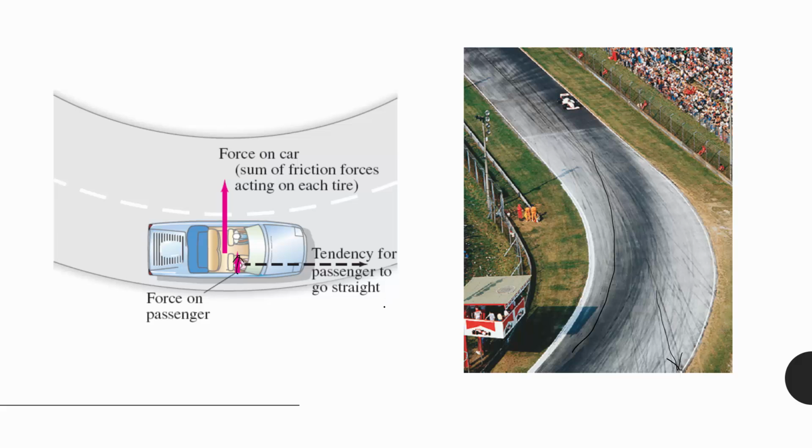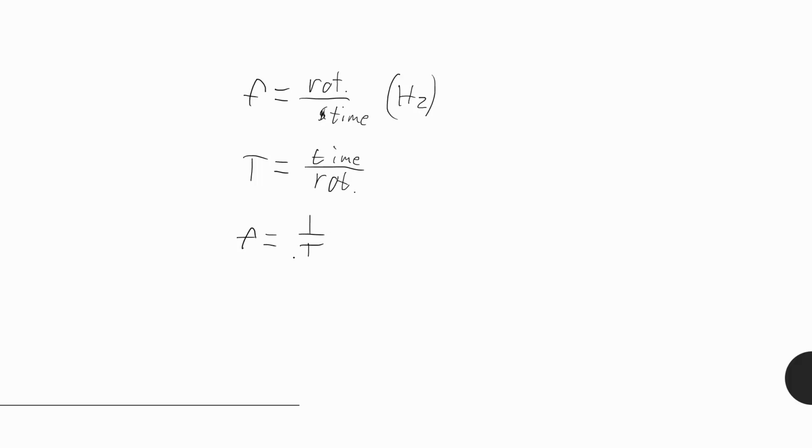A couple of other equations we're going to need for circular motion. We're going to have the frequency, which is the number of rotations around the circle per second. We also have the period, which is the time per rotation. I guess I should say rotations per time for frequency, but we tend to use seconds, and then we use units of hertz, where 1 hertz is 1 rotation per second. The period is the time per rotation, so as is pretty obvious, the frequency is the inverse of the period, so if you know one of those, you know the other.